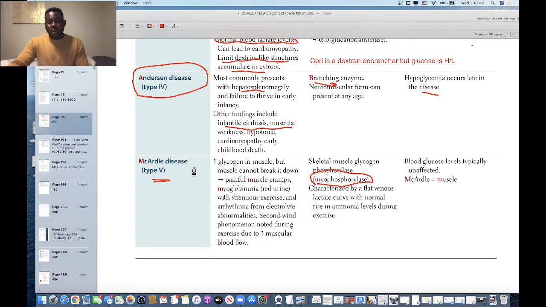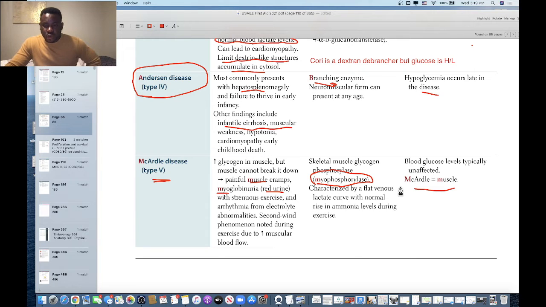McArdle is another one that is highly tested. You can see that in the mnemonic, everything is M. So if the question is going after muscle, everything is muscle. Myophosphorylase, and then they also have muscle cramps. They have myoglobin in the urine. It's McArdle. So just take note.